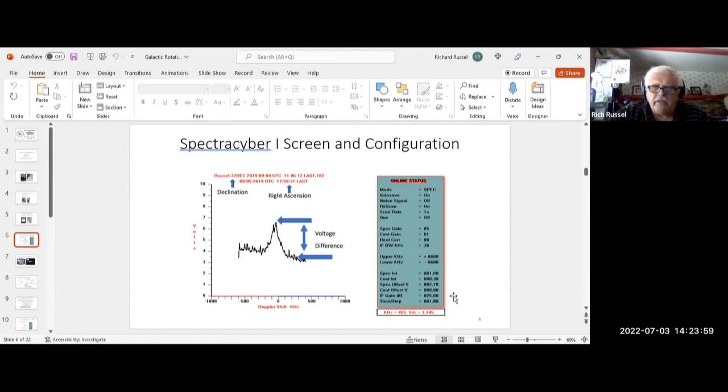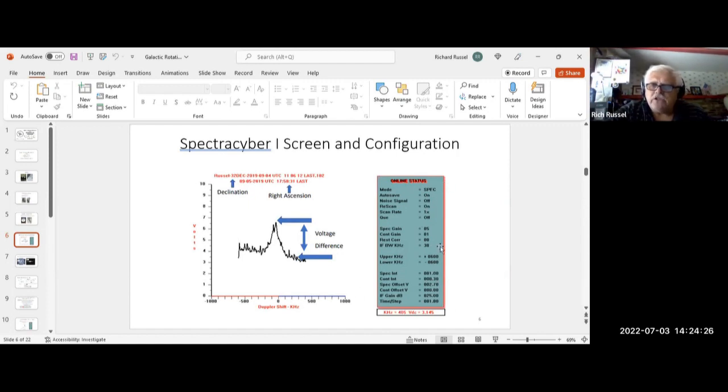You're after the peak of the signal, and if you have enough gain, you may see multiple peaks, which I'll show you at the end. When I did the 60-foot dish, I was seeing multiple peaks in the signal, and I had to make a decision which peak I was going to use. So I chose the left peak for all of them, just to be consistent.